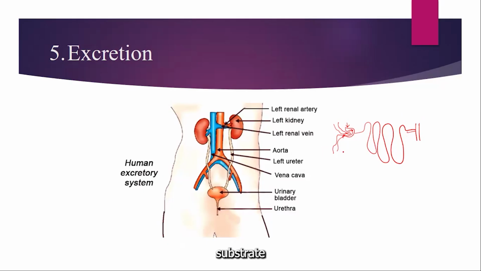Some substances in the initial filtrate, such as glucose, amino acids, salts, and a major amount of water are selectively reabsorbed as urine flows through the tube. And the rest of it is sent to the urinary bladder via the ureters.